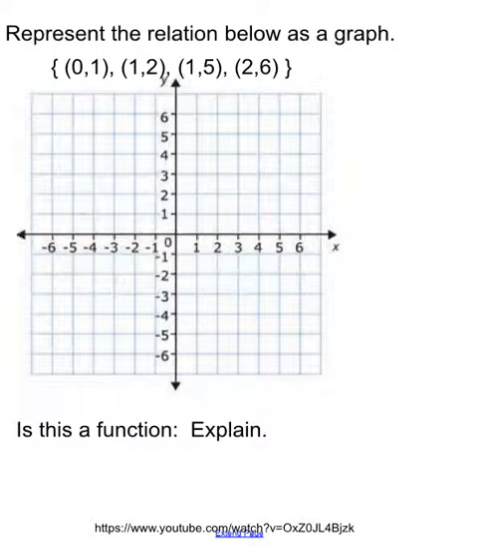Now what we're going to do first is graph these on a coordinate grid, okay? So 0, 1: you start at 0 and you go nowhere, and then you go up 1. You put a point there. 1, 2: start at the origin, over 1, up 2, plot your point, done. 1, 5: start at your origin, over 1, up 5. And the last point is 2, 6: from the origin over 2 and up 6. So the first thing we did is put our 4 points on a coordinate grid for this relation.